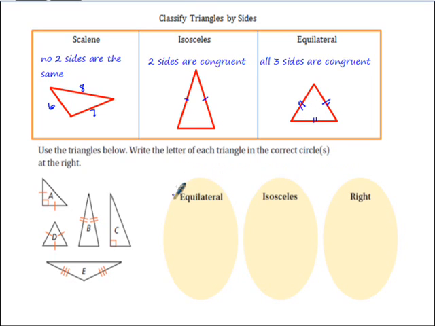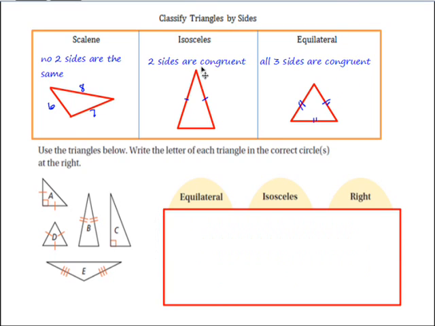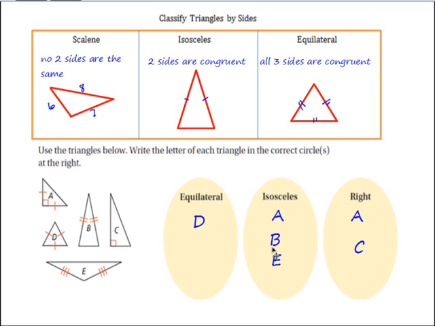Okay? Use the triangles below. Write the letter of each triangle in the correct circle or circles. Go ahead and pause the video right here. Do this on your own and get some answers, and then we'll check them. Go ahead and pause the video now. All right, you've unpaused. Hopefully you have answers here. Let's take a look at what I got. Boom. There's how I sorted them. All right. If you didn't get those, make sure you write something down. Make sure you go over that with us in class.